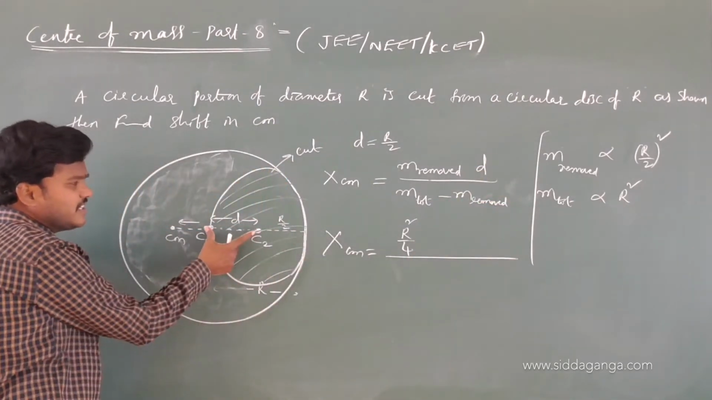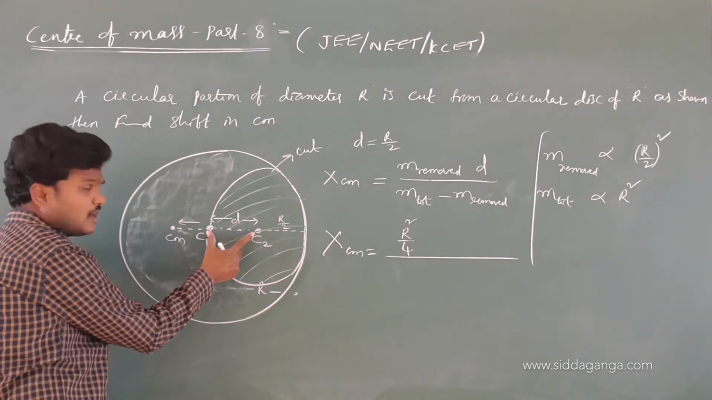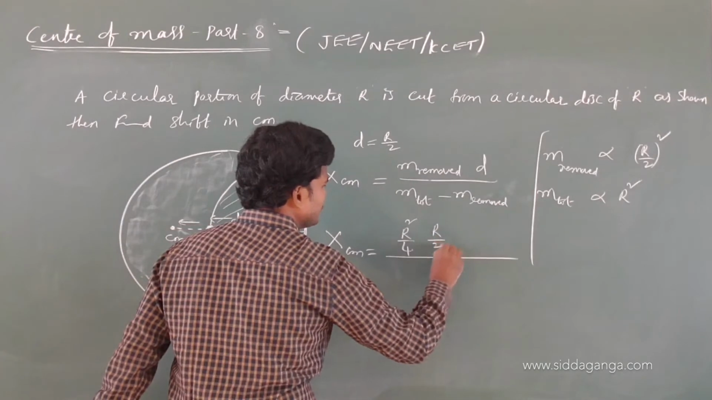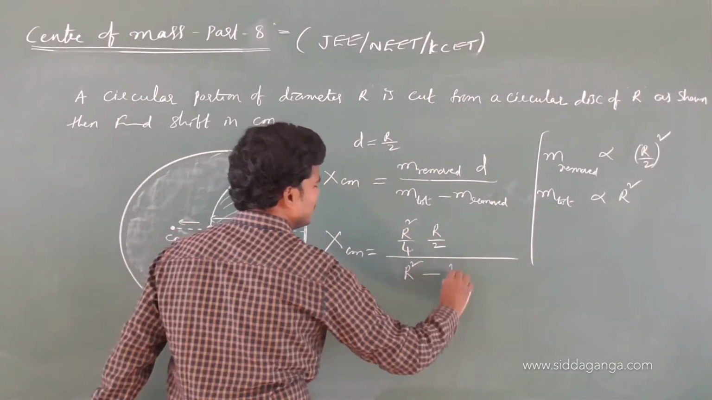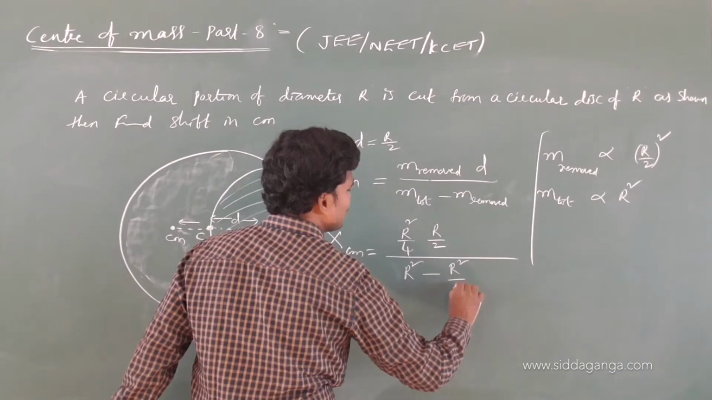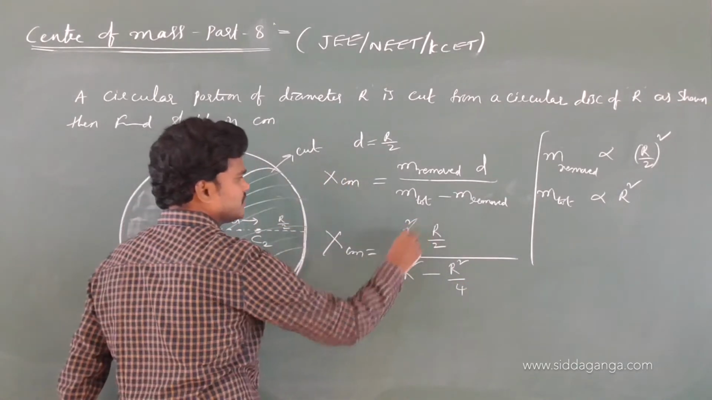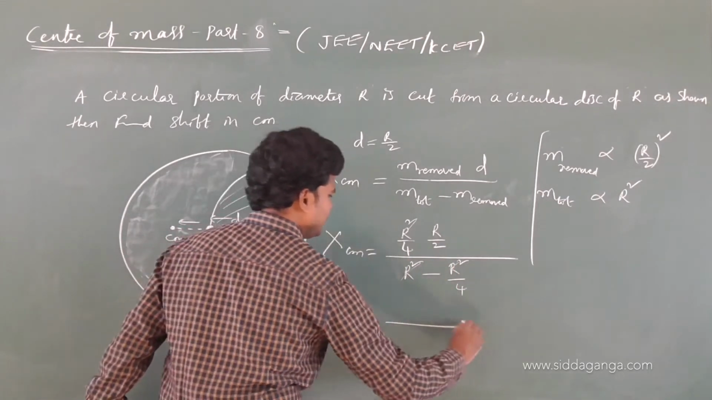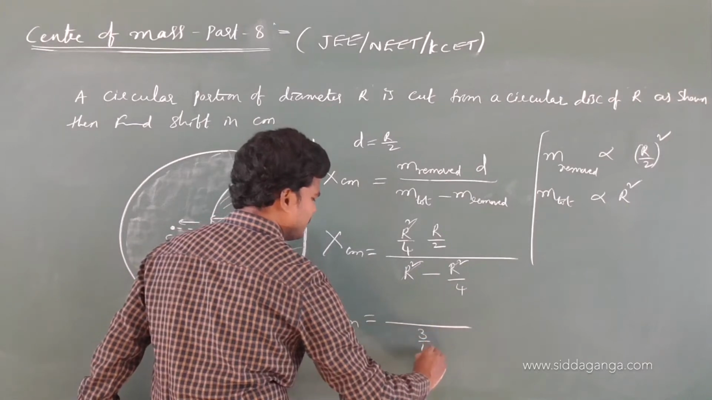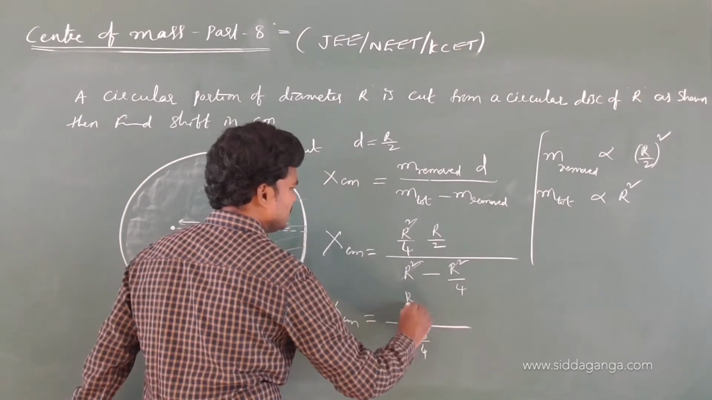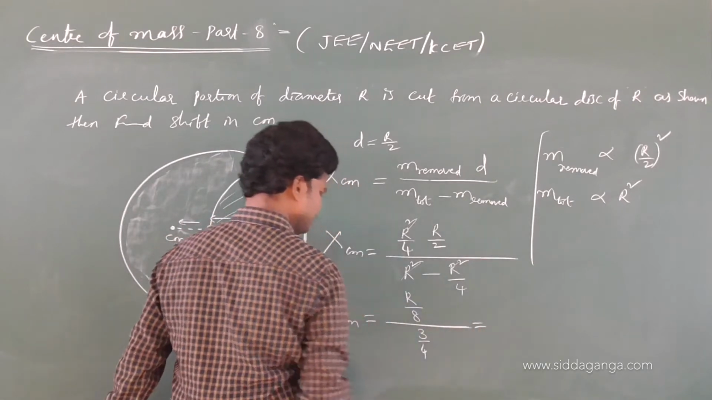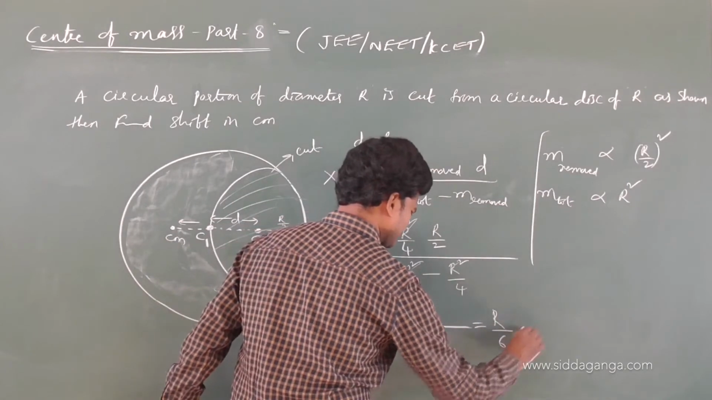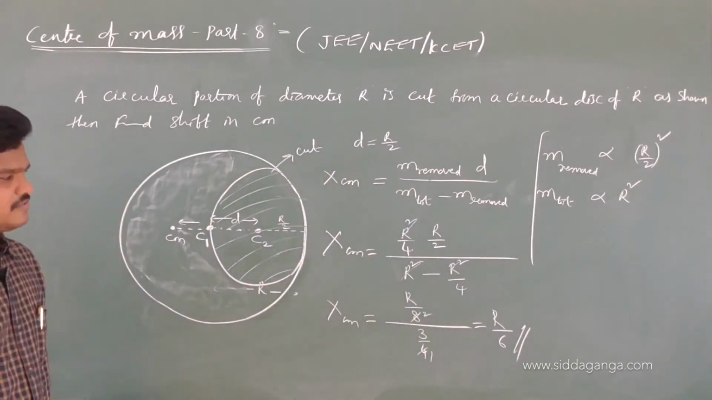What is D? D is clear. This is R by 2, and this is also R by 2. D is R by 2, the exact center. So the removed mass is R square by 4, and the total mass is R square. Then simplify this one. R square gets cancelled. So XCM is 1 by (4 minus 1), that is 3 by 4, times R by 2, which gives R by 6. The shift is R by 6 to the left, minus R by 6.